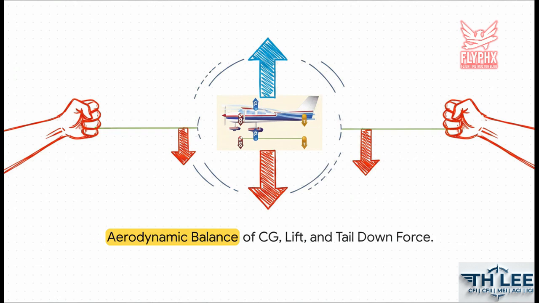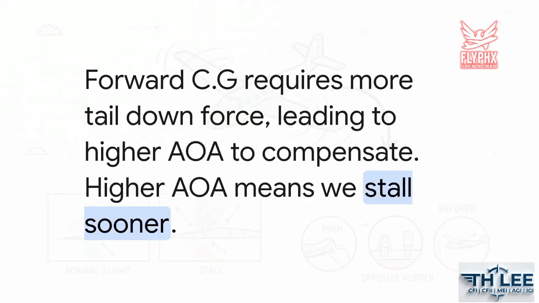Now, visualize the invisible tug of war happening outside the aircraft right now. As your CFI, I need you to always remember this principle. For an airplane to maintain altitude, the upward lifting force from the wings must perfectly equal the downward forces. And those downward forces are your airplane's weight plus the aerodynamic tail down force pushing on the back of the plane. Write down this exact chain reaction.